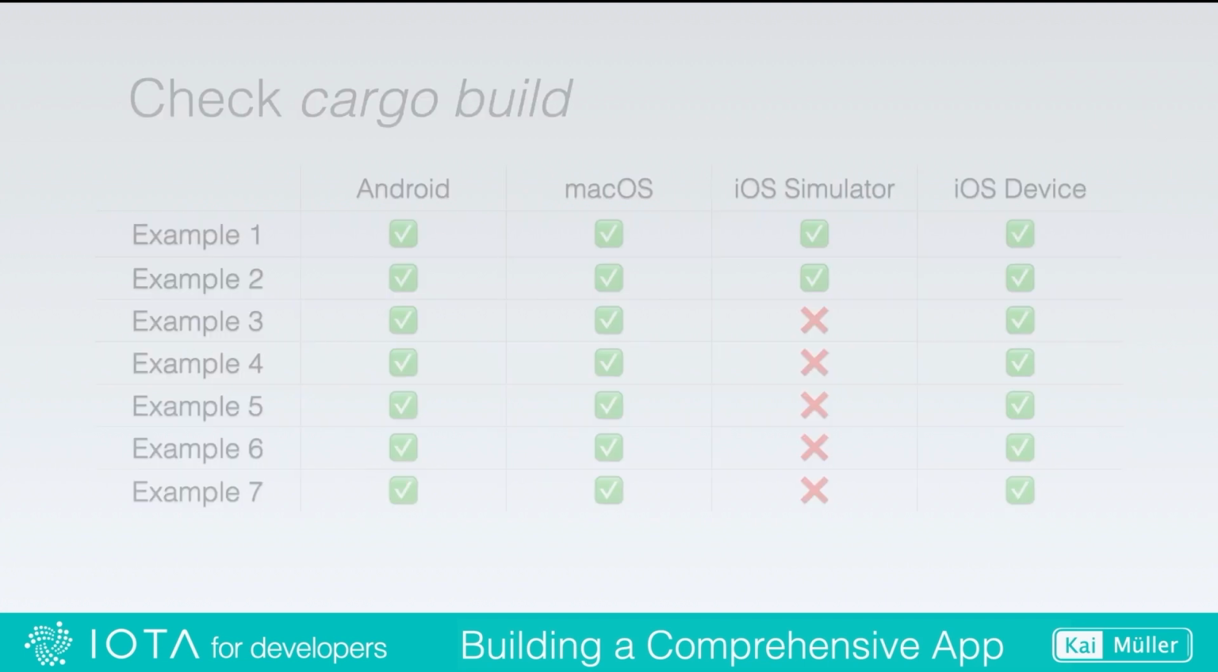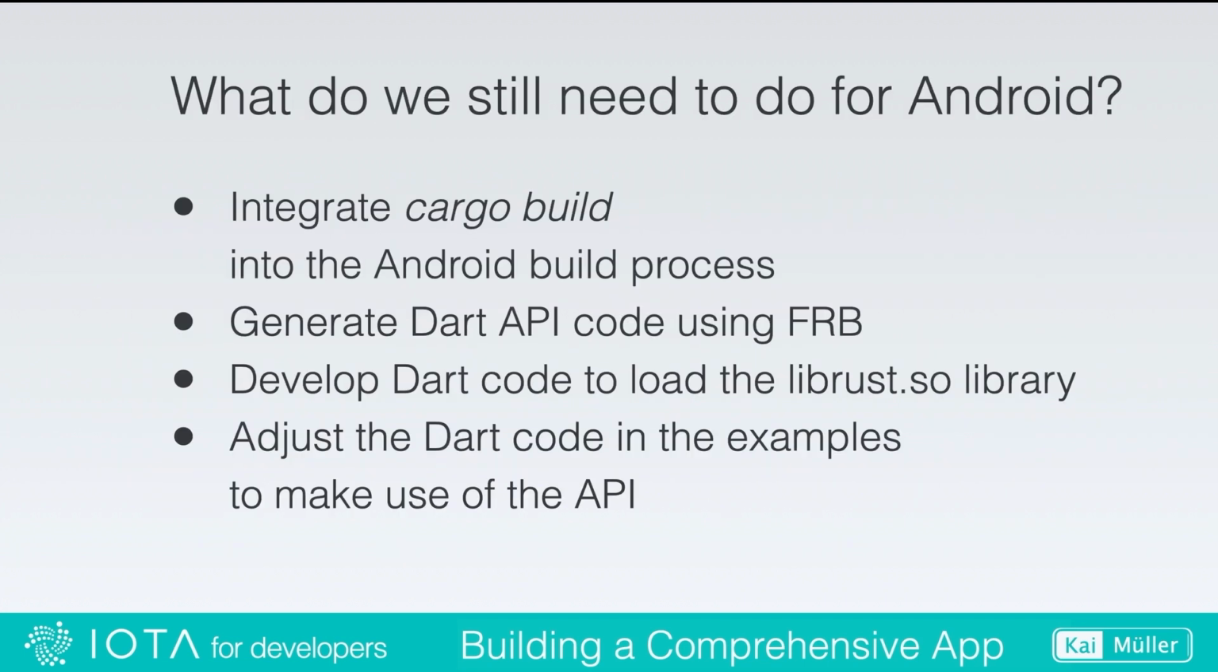So what remains to be done? Well, in this video we'll integrate cross-compilation into the Android build process. After that, using the Flutter-Rust-Bridge, we'll generate Dart code for our API and incorporate Dart code to load the cross-compiled library. Then we are almost there. The user interface needs adjustment, meaning the API needs to be called. Finally, we launch the app and see if it works.